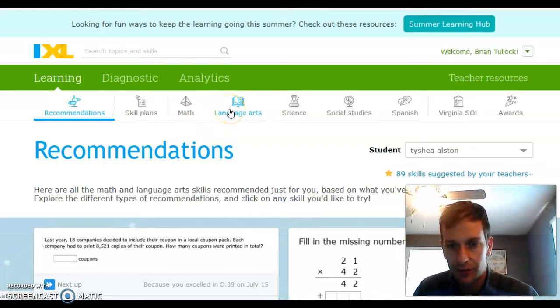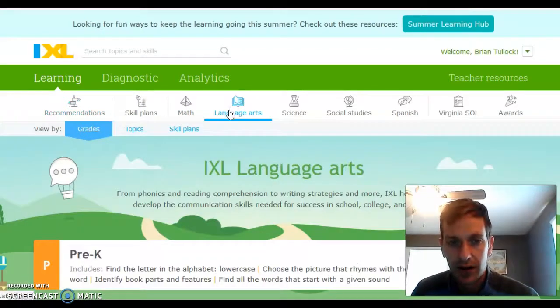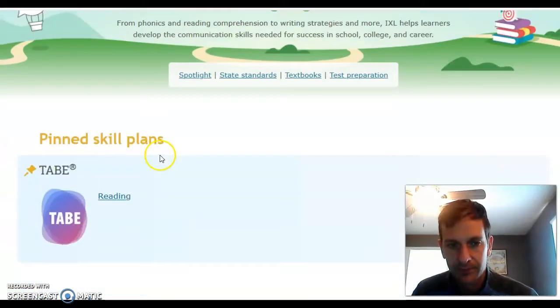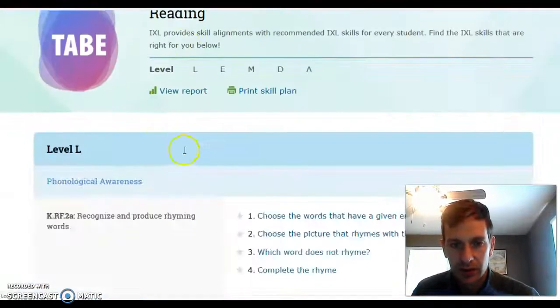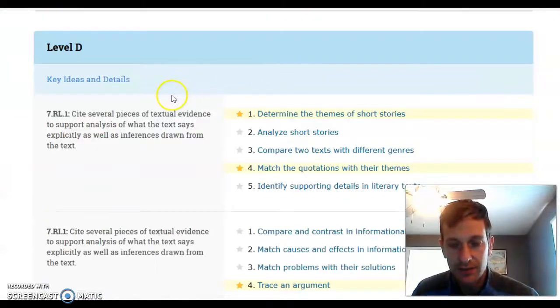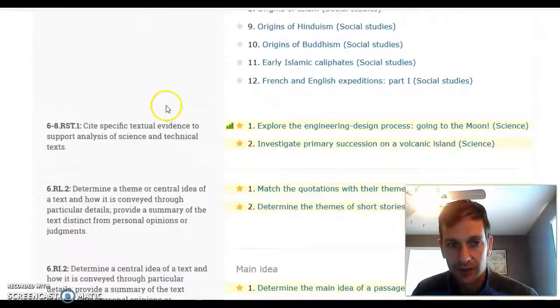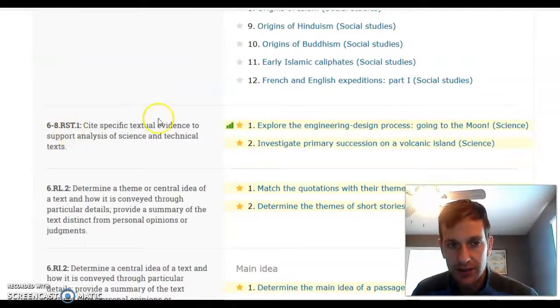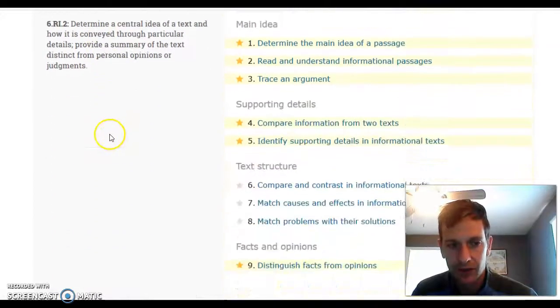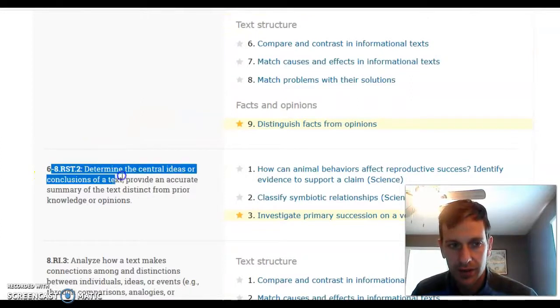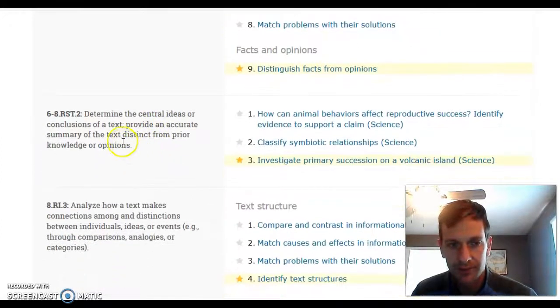So let's go ahead and go through it. Today we're going to go to, obviously it's always language arts, skill plans, TABE reading, and then your level. You guys are all M or D. This is specific for the D test. So this is what we did. See, when I star those, it tells me it should be there, but it's not. This is what we did on Monday. So scroll down a little bit more and bam. This is what we're going to do today. We're going to look at some of these.